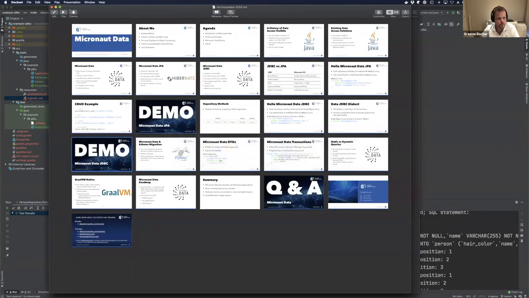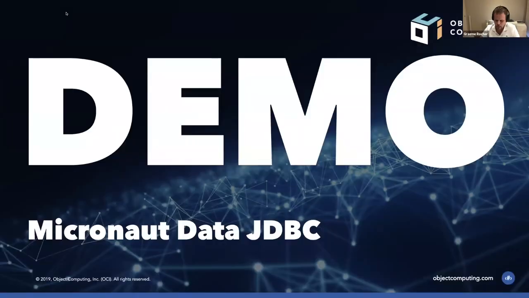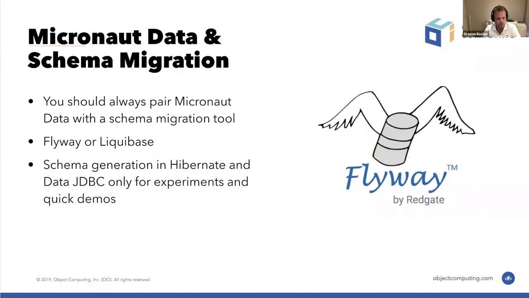So let's see, go back to my presentation. With Micronaut Data, we absolutely encourage the use of schema migration. In demos and for quick demos, it's fine to use schema generation in Hibernate, and we've also got schema generation in Micronaut Data JDBC, but it's only really for experiments and quick demos. So you should absolutely pair Micronaut Data with a schema migration tool.